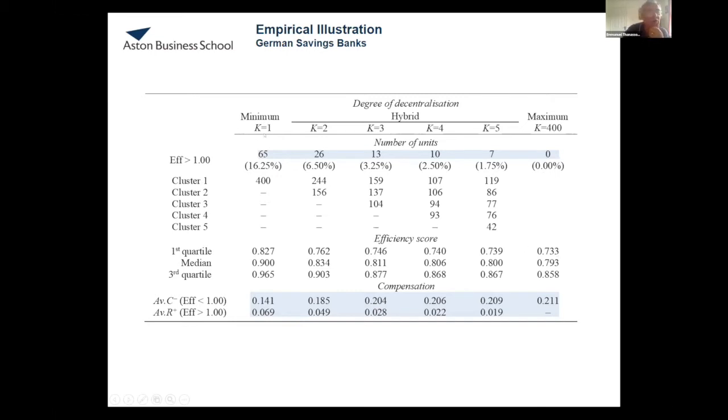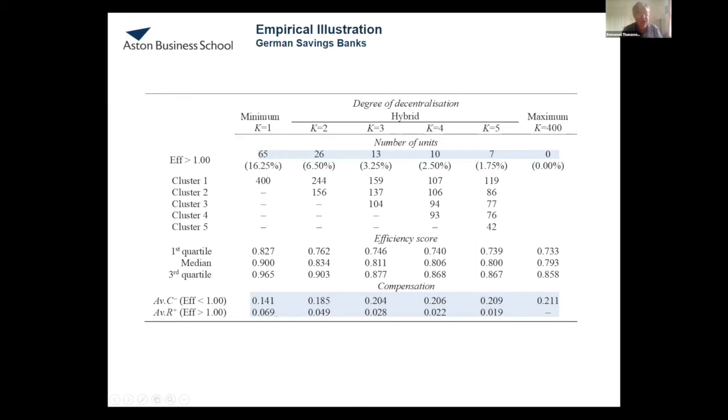If you go to the one where you have a single line enveloping the efficient frontier from below, that's one cluster, k equals 1. You would find in this particular data set some 65 units, that's 16% of them, having a super efficiency of over 1%. And coming here to the bottom, you see that would mean you require a saving of about 14% rather than 21%.